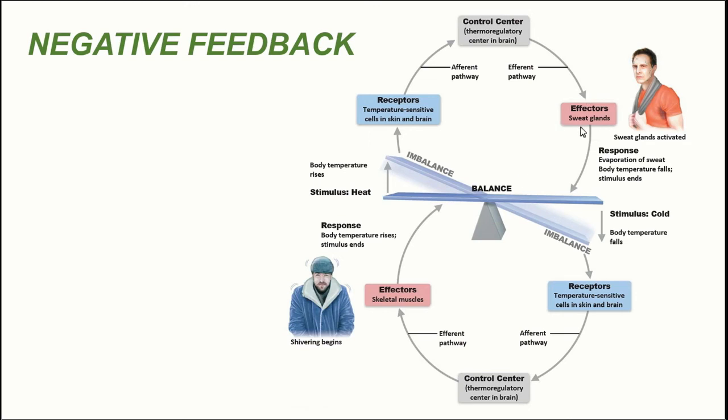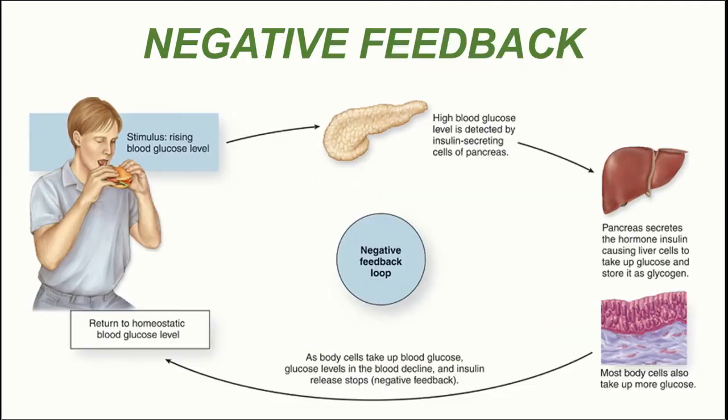In our example of rising body temperature, the response of our body will be sweating caused by the sweat glands, and that will help cool our body. If our body temperature is too cold, those skeletal muscles will contract and cause shivering, and that will help to bring our body temperature back into balance. That'll help bring our body temperature back up to at least somewhere close to 98.6 degrees Fahrenheit.